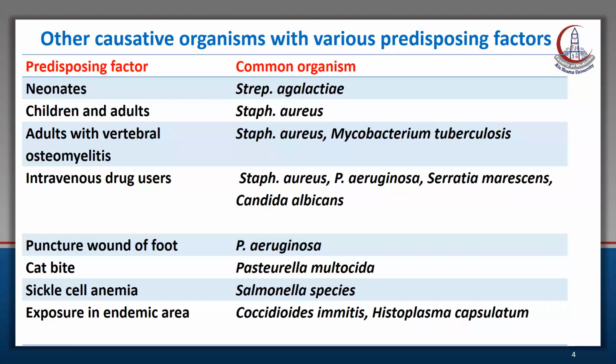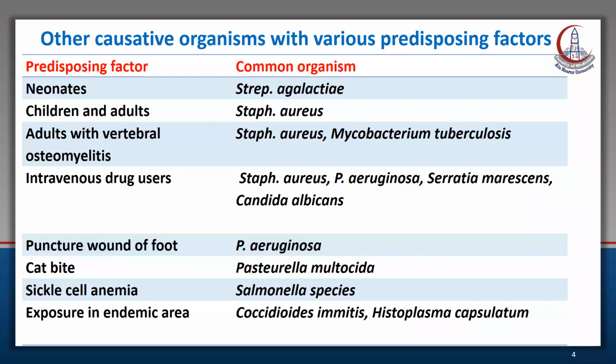unsterile water in cleaning reusable syringes. They don't use sterile syringes, so Pseudomonas aeruginosa may contaminate the syringe. Pseudomonas aeruginosa is also found in puncture wounds of the foot. Pasteurella from cat bites.